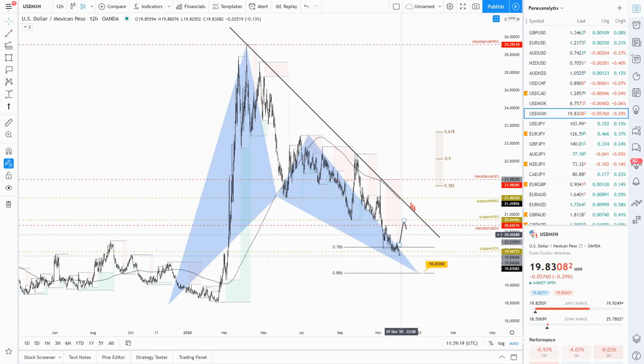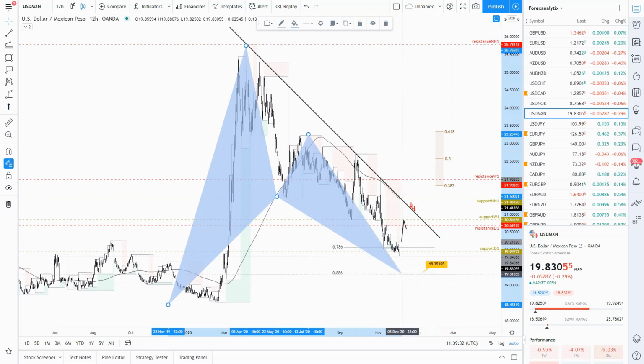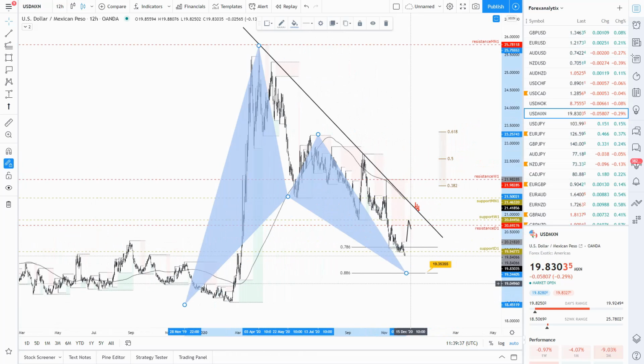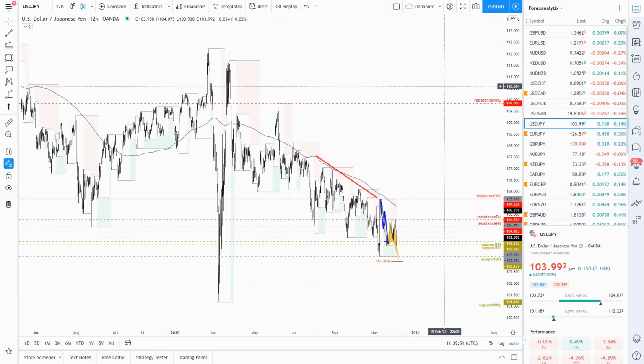Mexican peso, I said yesterday that I would not be surprised to see a retest again of that weekly fractal or even a reinforcement of this descending trend line resistance. At least it's not for now, as it seems. I still believe there's room for the bullish bat pattern to complete, 1935.35, nice psychological number there. So let's see if the price will approach that 88.6. Nothing more to say for the Mexican peso.